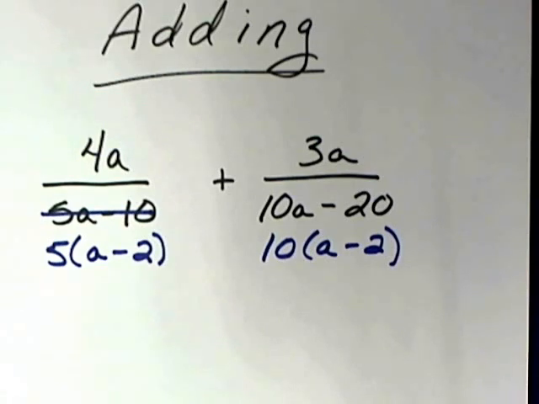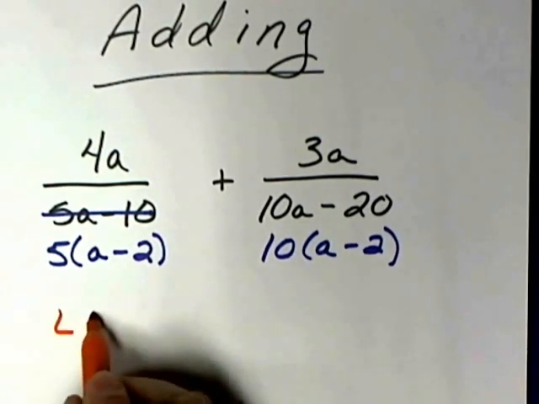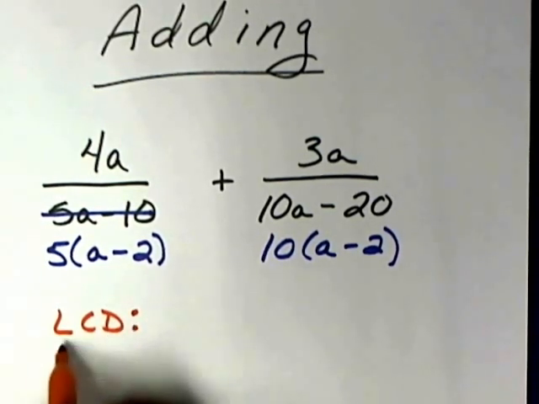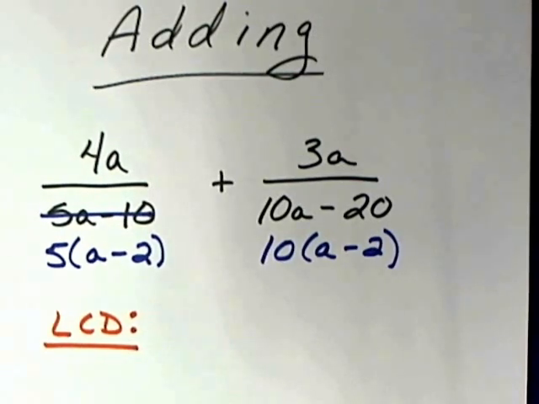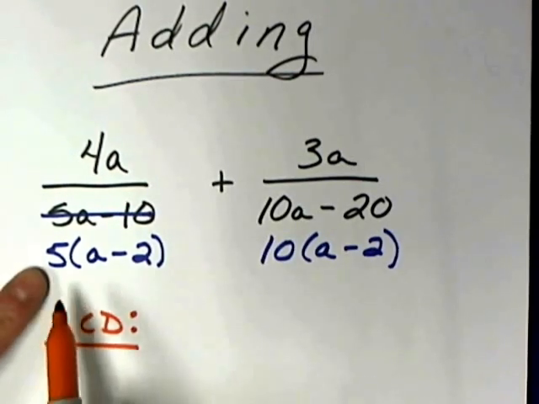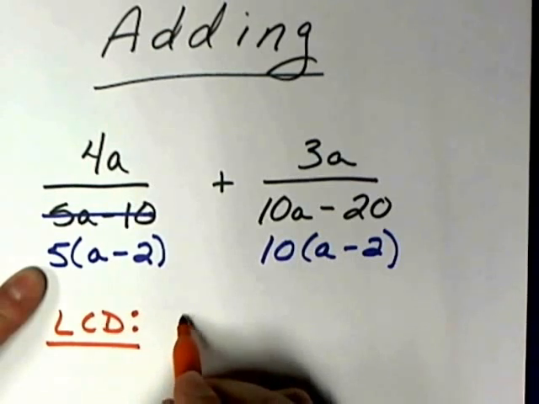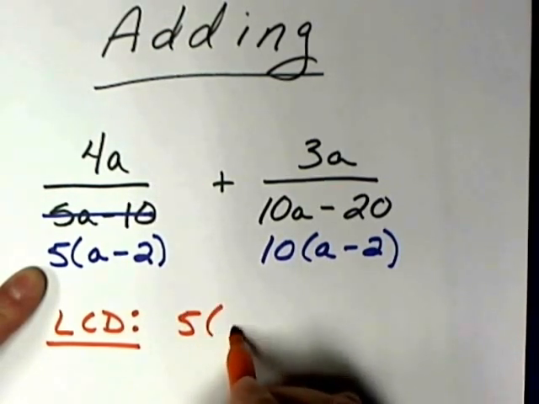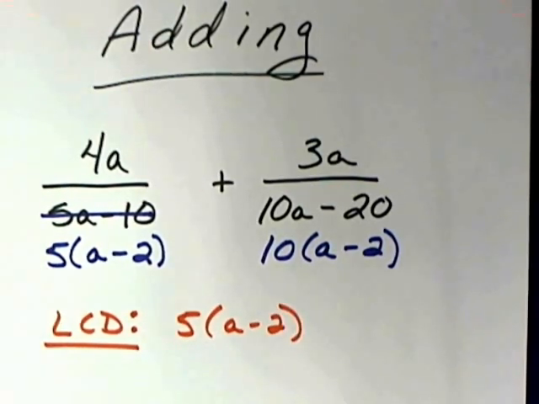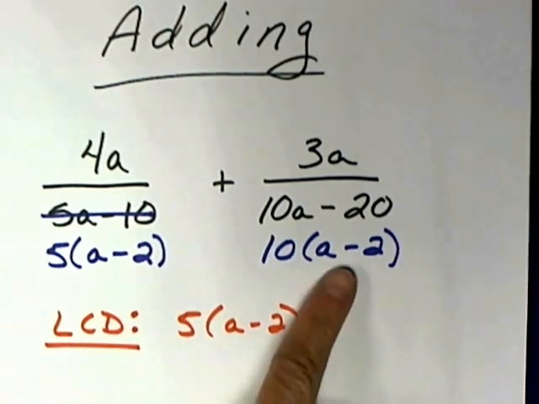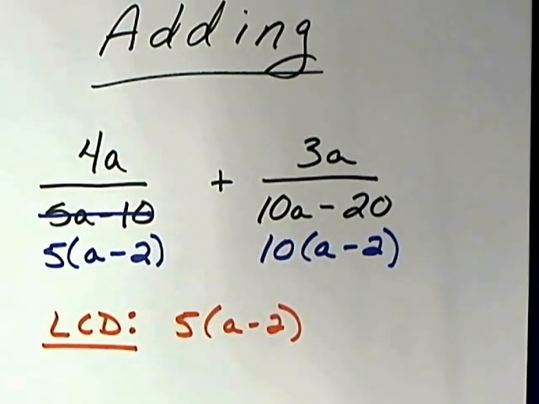Now that I have my denominators factored, I'm going to go off to the side and say, okay, what is my LCD? Well, let's see here. I need everything from my first, so I'm going to say 5 times a minus 2. And then I go into the second and I look for anything that I don't already have. Well, I already have an a minus 2, so I don't need to put that in. That's kind of nice. 10. Well, I don't have a 10.